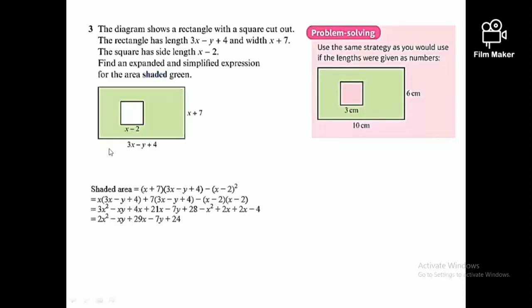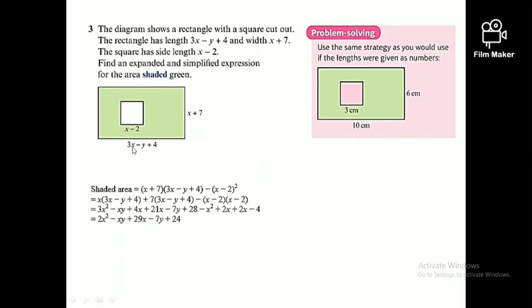If you come across this kind of word problem, the diagram shows a rectangle with a square cutout. The rectangle has a length of 3x minus y plus 4 and width x plus 7. The square has a side of x minus 2. If this side is x minus 2, this length is also x minus 2. Find an expression, simplified, for the shaded area. If you want to get the shaded area, what you need to do is obtain the total area minus the area of the square. So you have to get the area of the rectangle and subtract the area of the square.